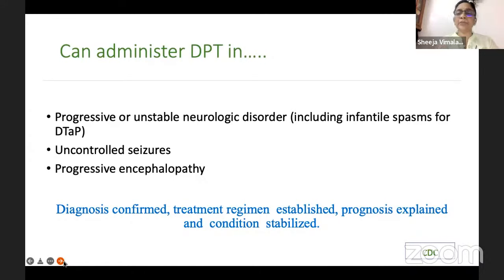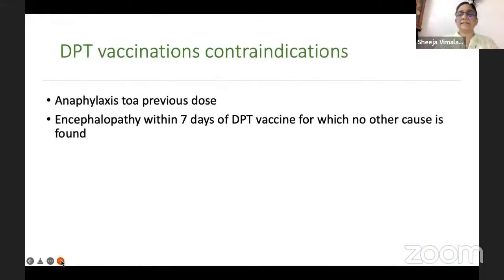And repeat once again, if you have a child with progressive neurological disease for which your diagnosis is still not confirmed and you are only evaluating the child, you would not give the DPT because you don't want the parents to put the blame on DPT vaccine for the developmental regression. So that is why you will not give DPT till you have confirmed the diagnosis, the prognosis has been explained, and the treatment regimen has been established. After that, you would definitely go ahead and give a DPT vaccine because it is important for them to have protection against diphtheria, pertussis, and tetanus.